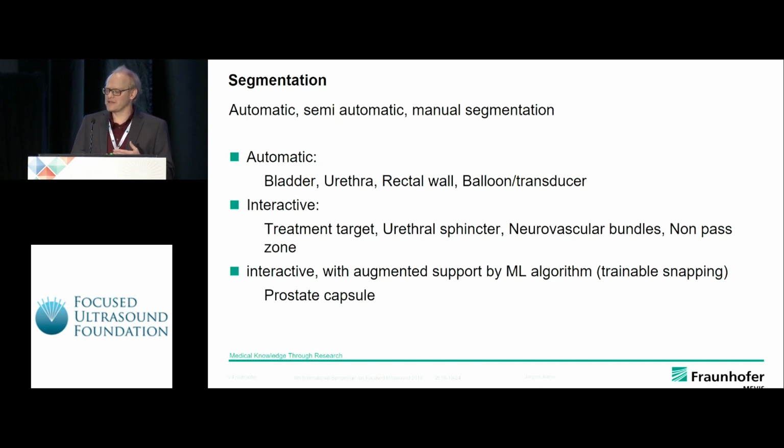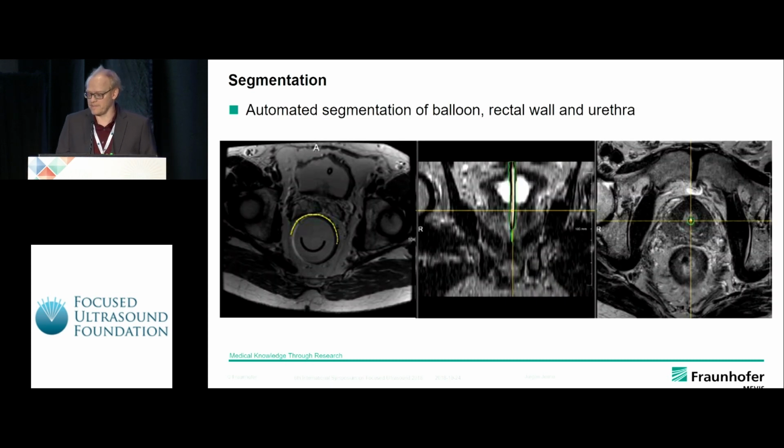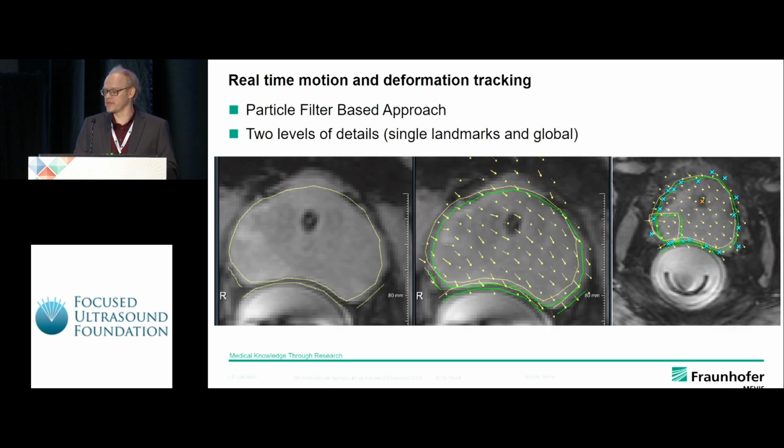And with an interactive segmentation with augmented support by machine learning algorithms, that's a trainable snapping. You roughly draw the prostate capsule, and it snaps to the capsule, then you correct it, and from the correction the algorithm learns to make it better the next time. Here are some examples: on the left, the segmented rectal wall, and on the right, the urethra.